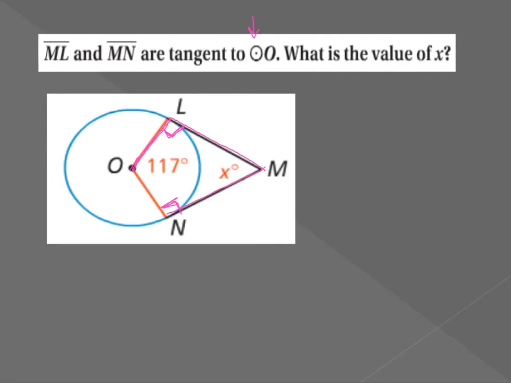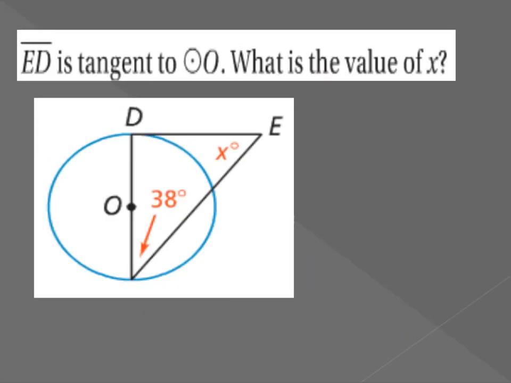Because this is a quadrilateral, that means all angles equal 360 degrees. So I could have x plus 90 plus 90 plus 117, because those are my four angles, equal 360. So I have x plus 297 equals 360. Subtract 297. And I would get the answer 63 degrees. Now I want you to pause the video and attempt this problem by yourself.